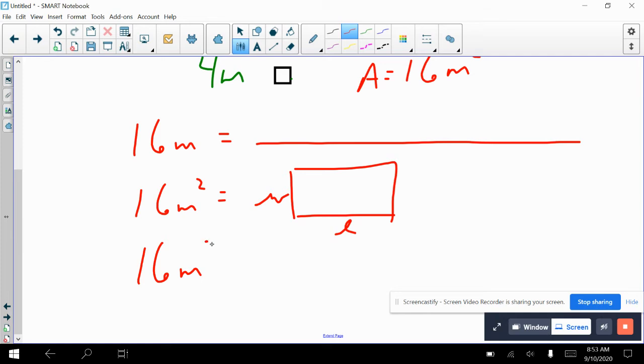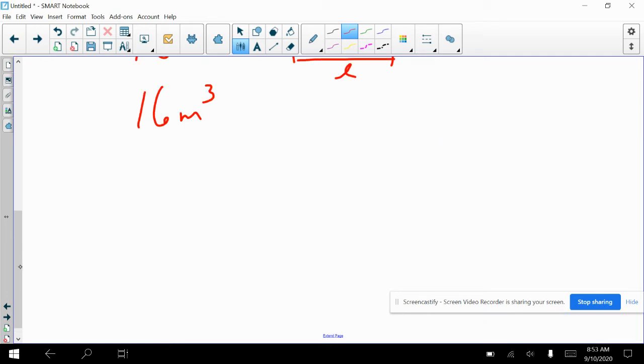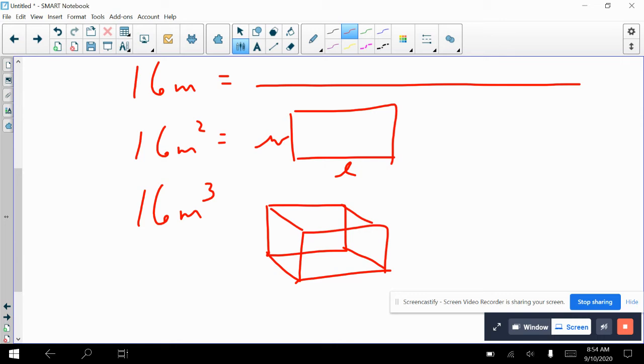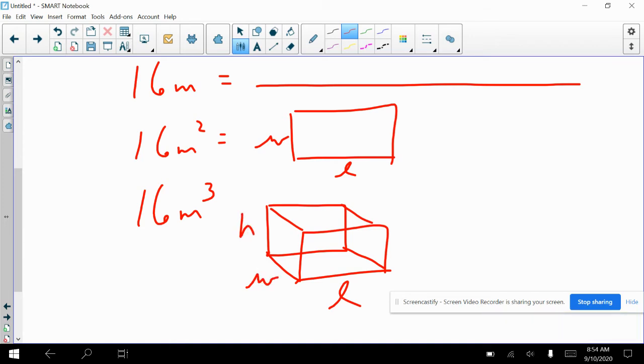16 meters cubed. What does that mean? What does that look like, Zach? That is three-dimensional. That looks like this. You now have the length, the width, and what gives it its three-dimensional shape is the height.